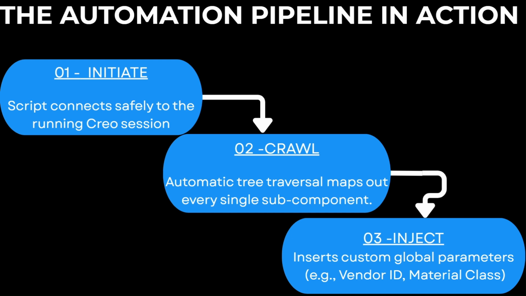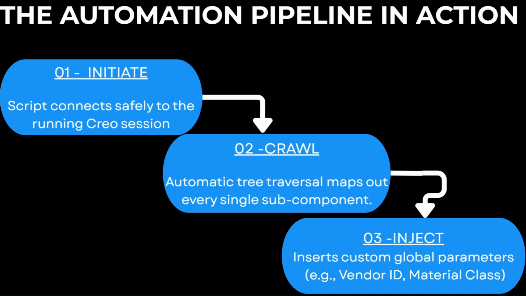Finally, it performs the injection stage. The script automatically injects the standardized corporate metadata, such as vendor codes or material classification, into every target part file simultaneously. What used to consume a full afternoon of tedious admin work is compressed into a single-click execution.